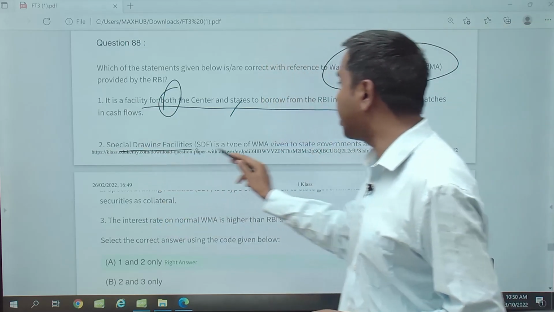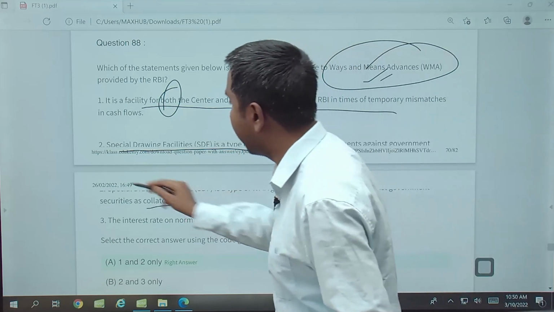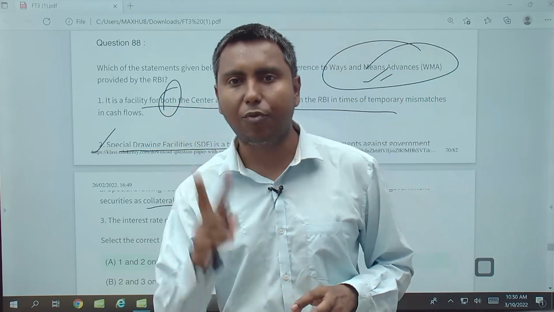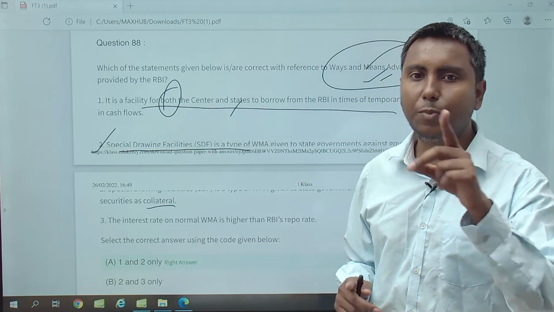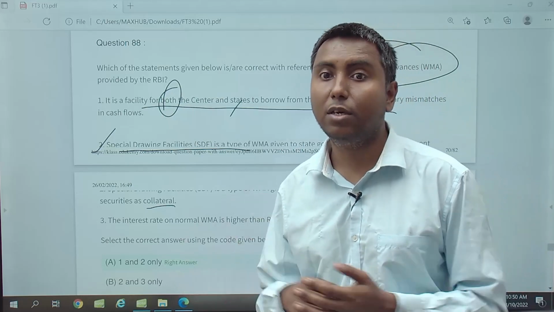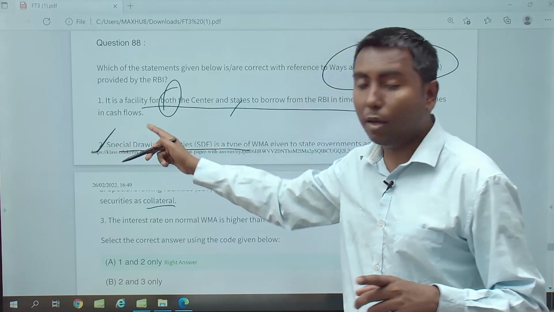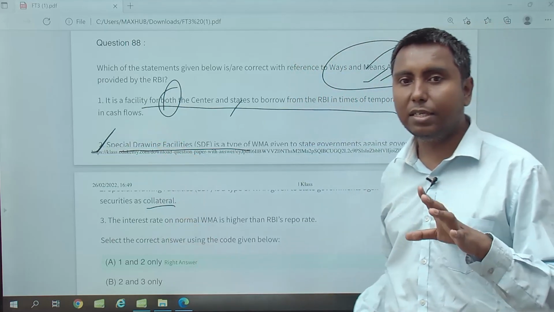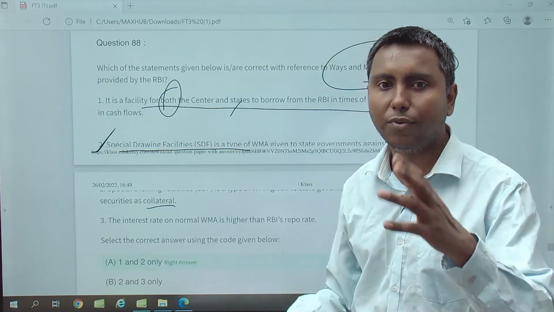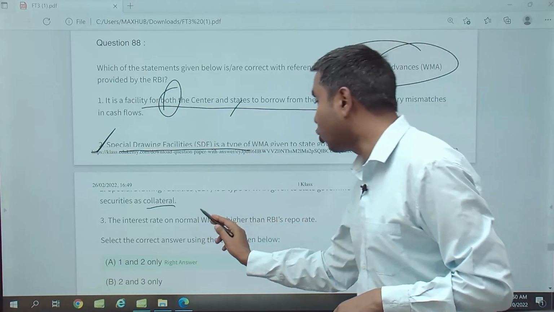So let's see. A special drawing right is a type of WMA given to a state government against government security as collateral. This is also right. See, there are two types of ways and means advance. One is the special drawing facility, SDF, and another is normal ways and means advance. The special drawing facility is the first WMA which anybody uses. After exhaustion of SDF, they will come to normal ways and means advance.